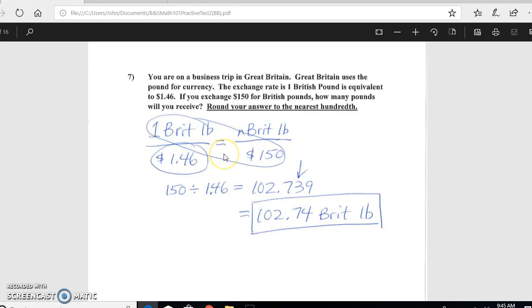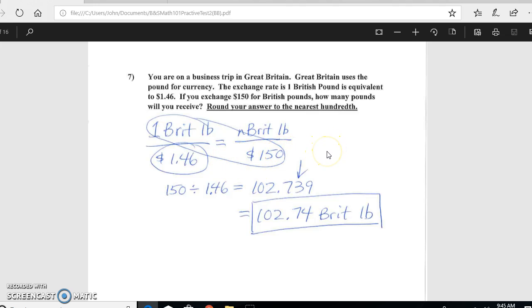So we're going to set this up in this manner here as a ratio, and then we're going to solve this using a proportion, and we're going to put the $150 on the bottom on the right hand side because we have the dollars on the bottom on the left. And then we're going to solve for the number of British pounds on top, and we have the same units on the top and the same units on the bottom.